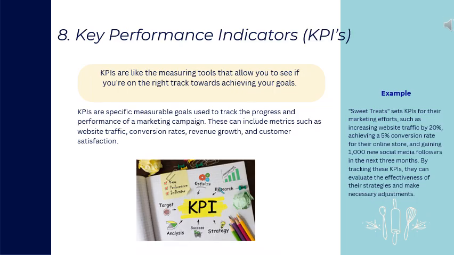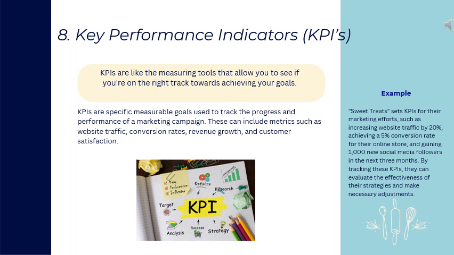Key Performance Indicators, KPIs. KPIs are like measuring tools that allow you to see if you're on the right track towards achieving your goals. Key performance indicators are specific, measurable goals used to track the progress and performance of a marketing campaign. These can include metrics such as website traffic, conversion rates, revenue growth, and customer satisfaction.